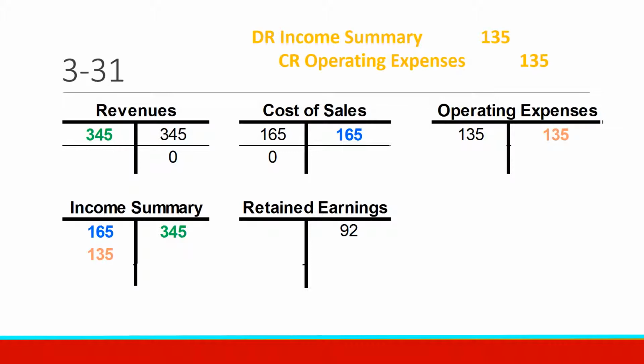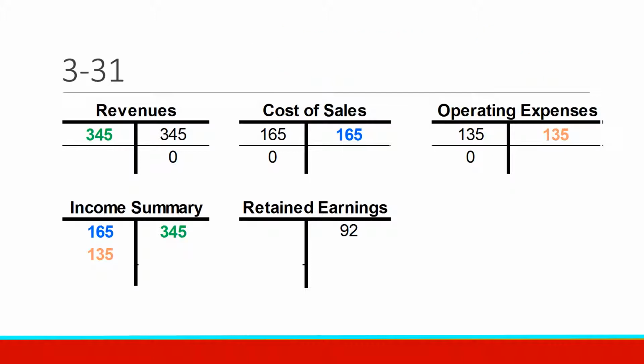We're going to follow an identical process with operating expenses. In order to bring the operating expense account down to 0, we're going to create a credit in the operating expense account and offset it with a debit to Income Summary, both of $135. So $135 in debits equals $135 in credits in operating expenses, and we can now close out the operating expense account as well.